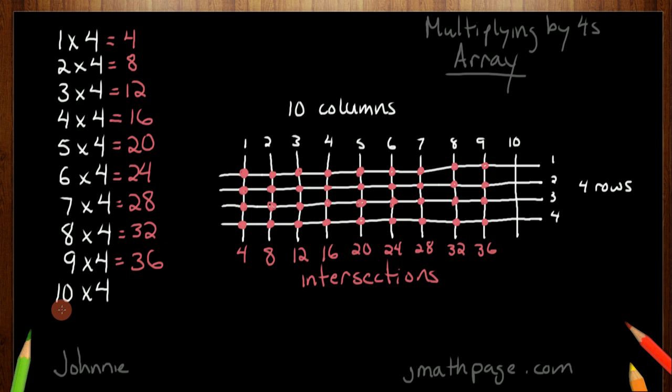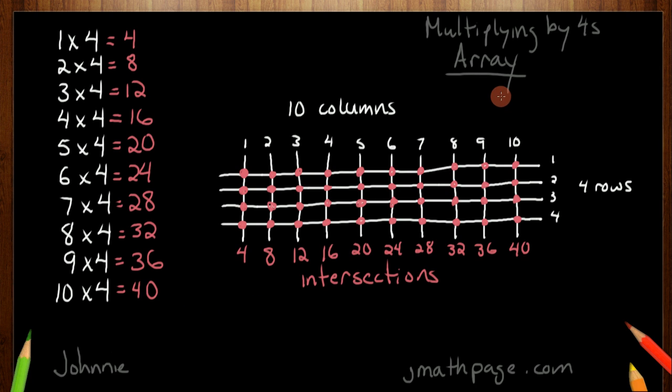Okay, last one, 10 times 4, 10 columns, 4 rows. Let's add the intersections. Alright, so let's count on again. 36, 37, 38, 39, and 40. Okay, so looking at all the intersections now, 10 columns and 4 rows give us 40 intersections.